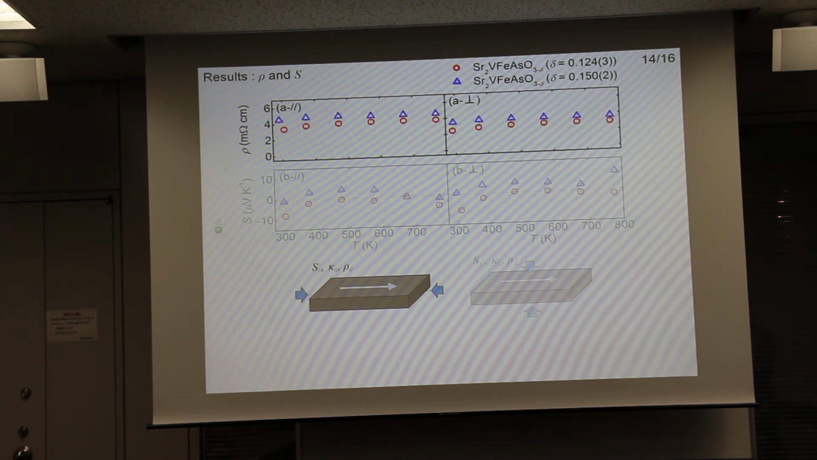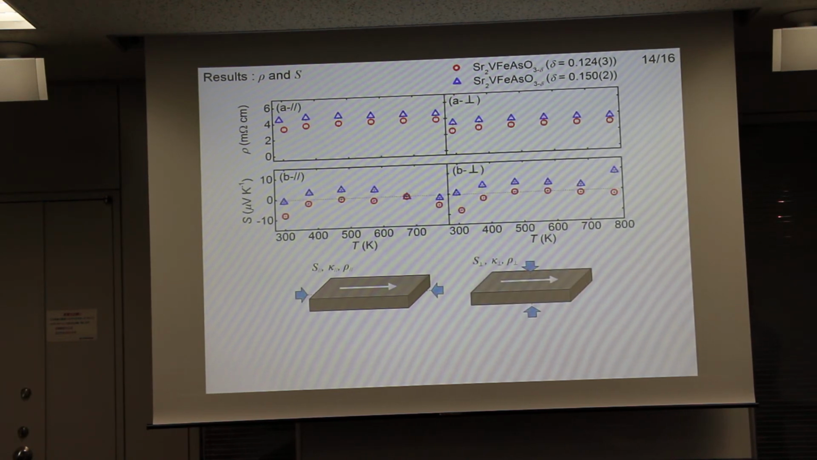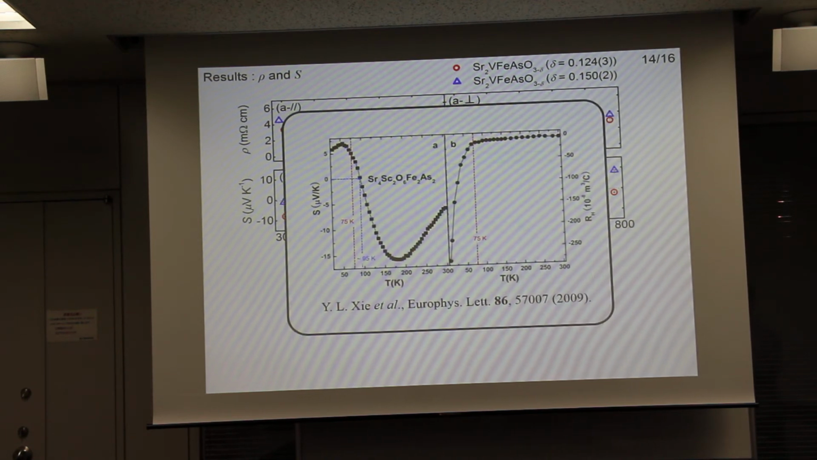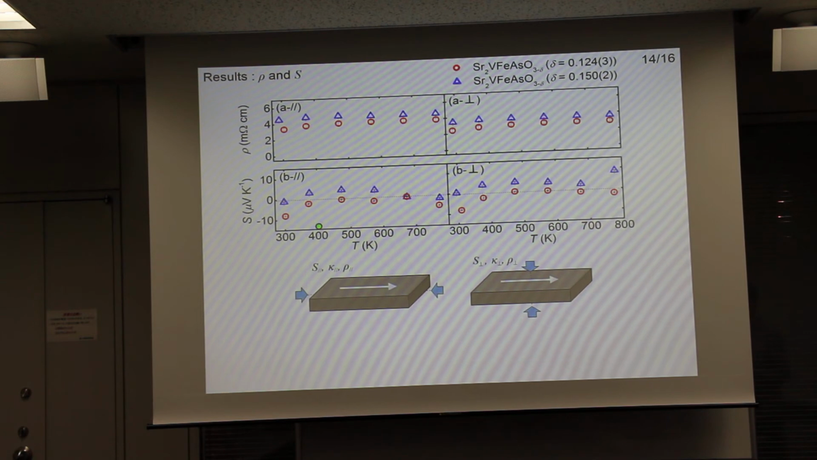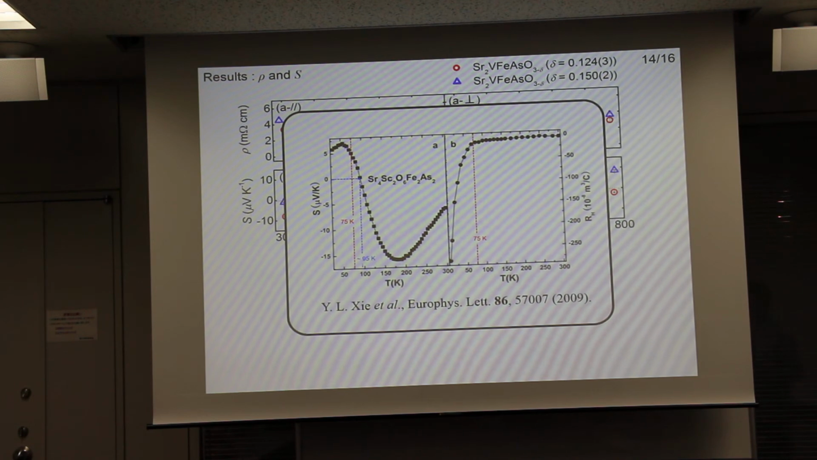As for the Seebeck coefficient, this is very low, around 0. Some plots are positive, but some plots are negative. This means the carriers are changing, if we suppose the conventional free electron model. But this sometimes happens, in compounds with the same structure as this compound. Actually, this was reported by Shi in 2009.